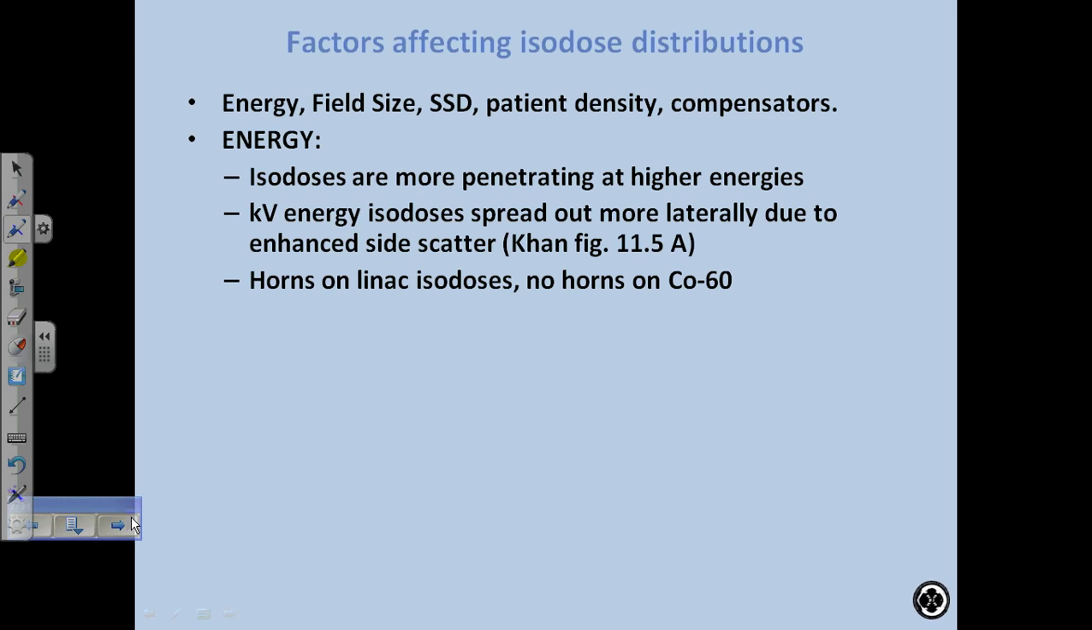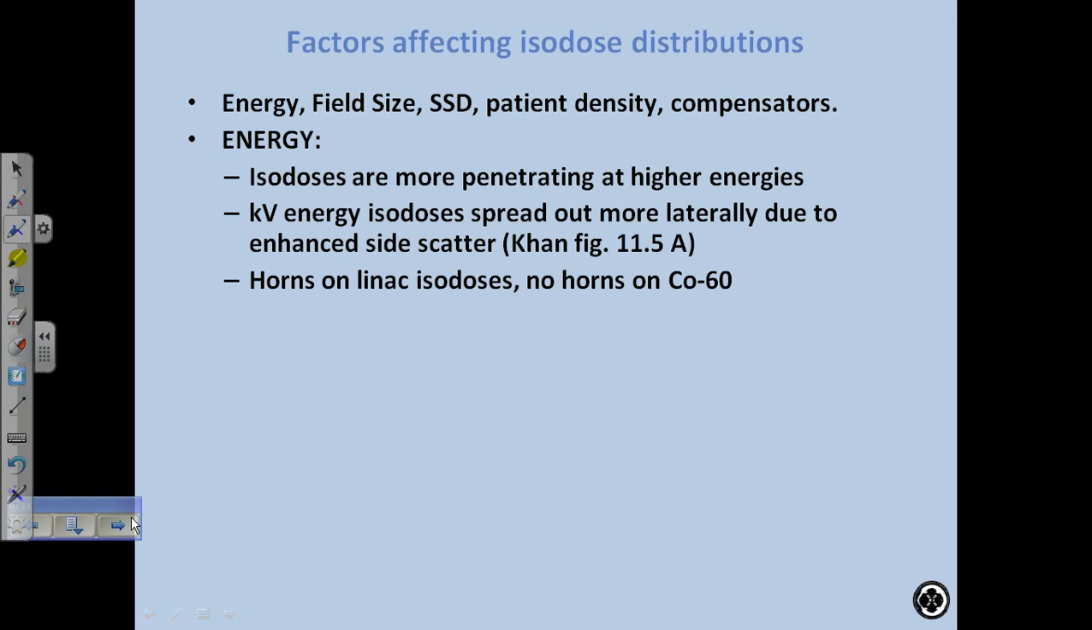Factors affecting isodose distributions. The isodose distributions are affected by energy, obviously, by field size, by SSD, and patient density. Right? So once a computer calculates the isodose lines in the patient, it's affected by the density of the patient. Primarily, when we talk about density, why is the density affected? In other words, what anatomy of the patient would affect the isodose lines? We're not all made of water, so what parts of us would affect the isodose lines more than other parts? Air. Okay, bone. What else?